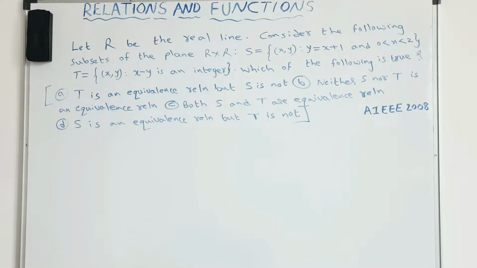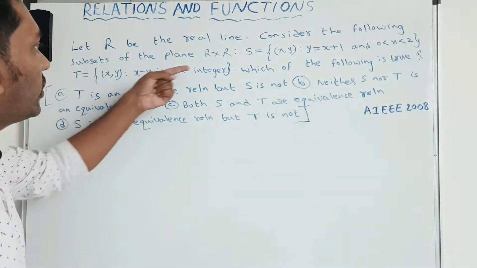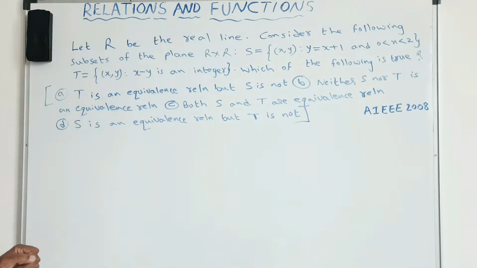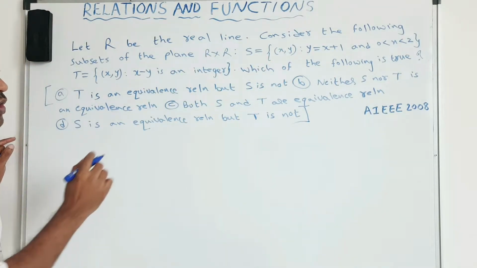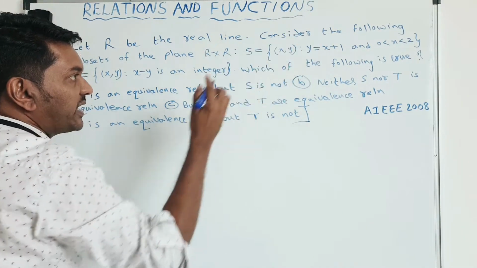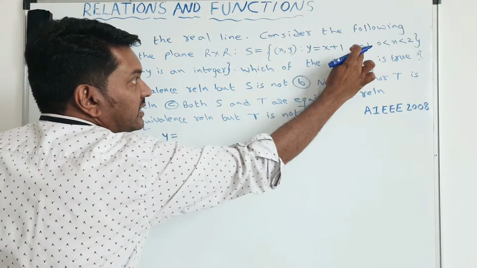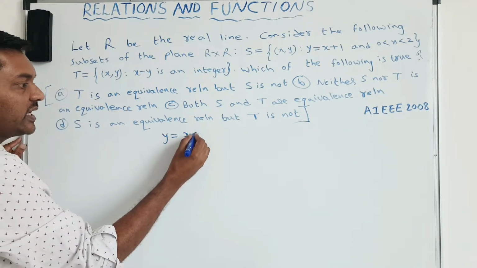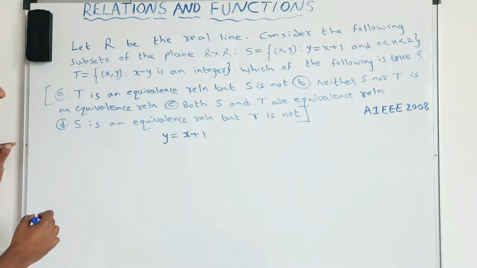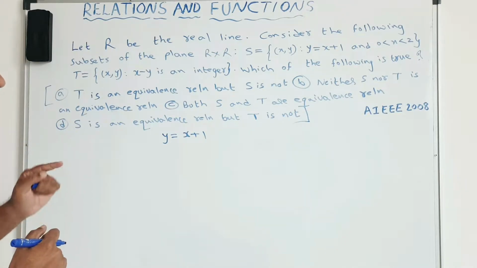They are asking which one is an equivalence relation. Are both of these equivalence relations or is any one of them an equivalence relation? So I am taking the first set, S equal to the set of ordered pairs (x, y) such that y equal to x plus 1. x and y are real numbers and x is between 0 and 2, y equals x plus 1. Checking whether it is reflexive, symmetric and transitive. If all these three conditions are satisfied, then it will be an equivalence relation.